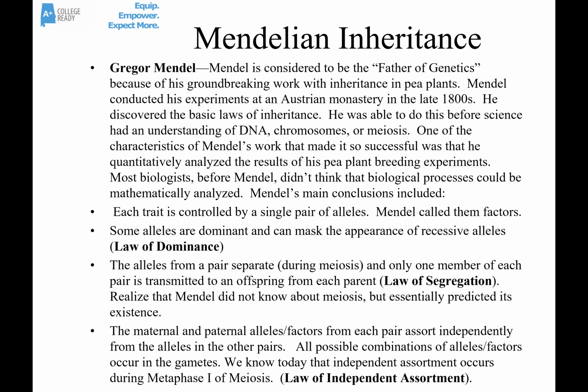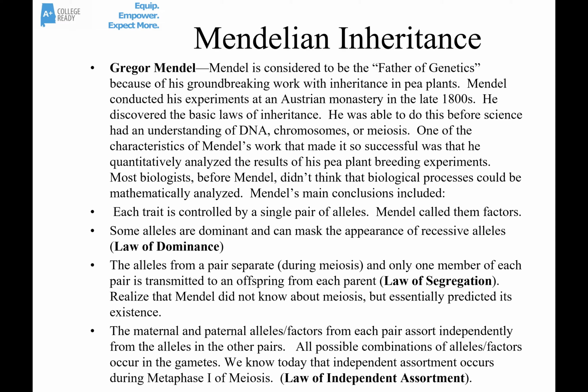Mendelian inheritance. Gregor Mendel is usually considered to be the father of genetics. He did a lot of groundbreaking work with inheritance in pea plants. He did most of his experiments at an Austrian monastery in the late 1800s. He's credited with discovering the basic laws of inheritance, and he was able to do this before science had any understanding of DNA, chromosomes, or even meiosis.